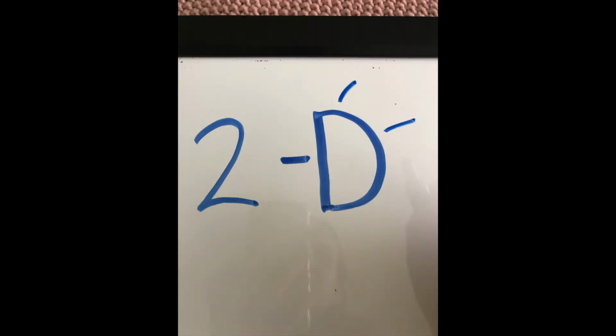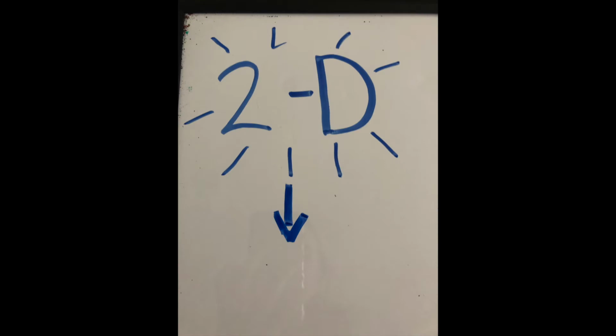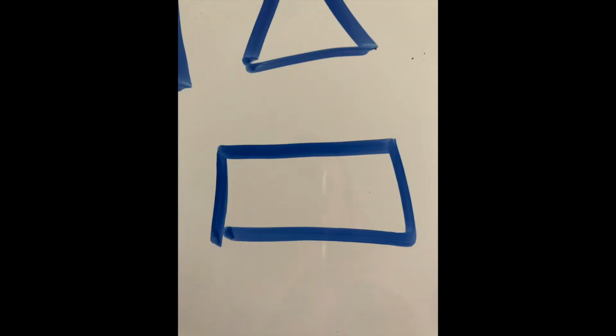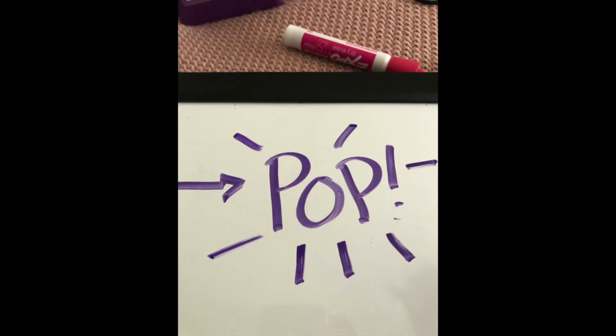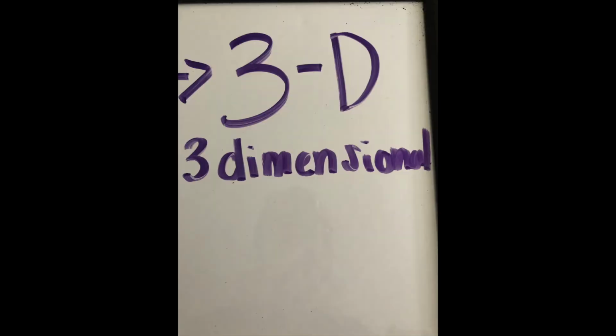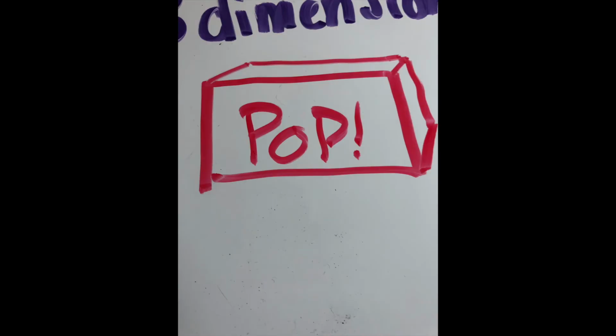Last week we talked about 2D shapes. Remember, 2D shapes are shapes that stick flat against the page, like a square, a triangle, a circle, and a rectangle. Today we're going to talk about shapes that really pop from the page. These shapes are called 3D or three-dimensional shapes, like this cube or rectangular prism. They pop from the page.